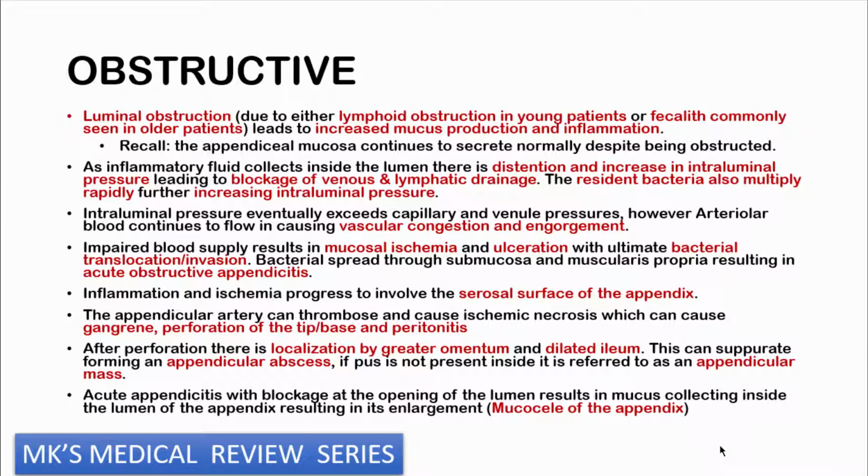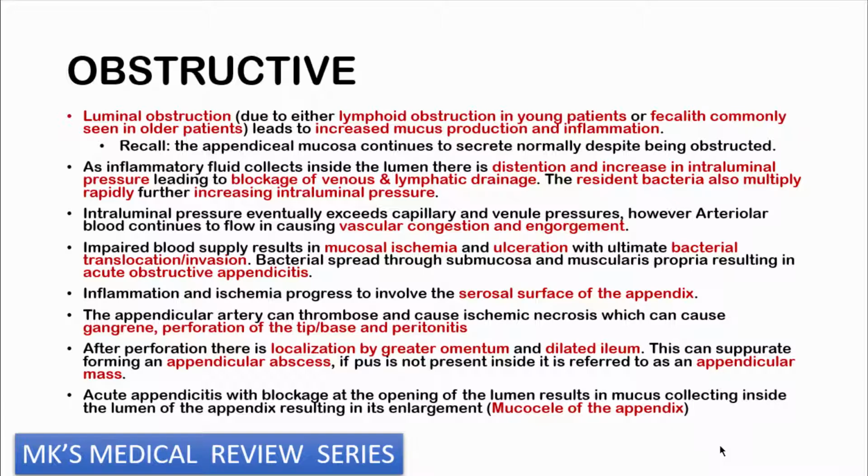Now remember that despite the mucosa of the appendix being blocked, the appendicular mucosa is going to continue secreting normally despite the obstruction. So you have this inflammatory fluid that's going to be increasing in the lumen. So now picture this. You have an obstruction, let's say, in the lumen. In addition to this, you keep secreting mucus into the lumen. So what's going to happen? You're going to increase the pressures that are present in the lumen.